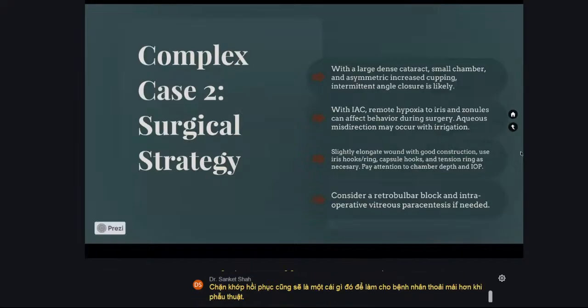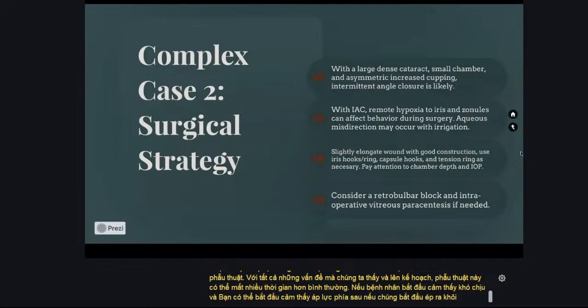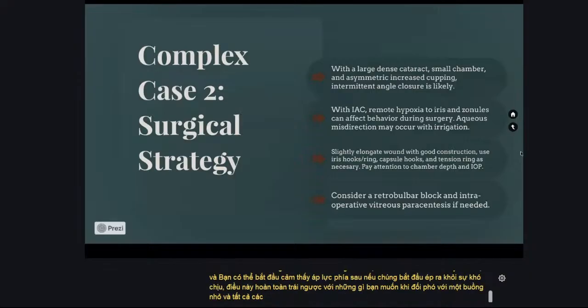With all of these issues we see and plan for, this surgery might take longer than normal. And if the patient starts becoming uncomfortable, you might start to experience posterior pressure if they start squeezing out of discomfort, which is the exact opposite of what you want when you're dealing with a small chamber and all of these risks. So that block might make the surgery easier for you and for the patient.